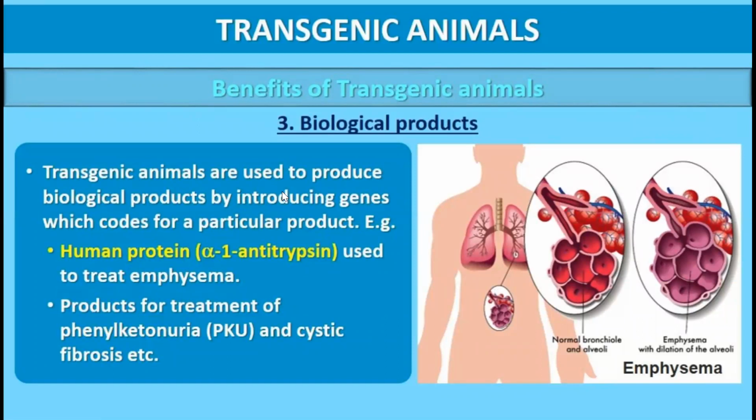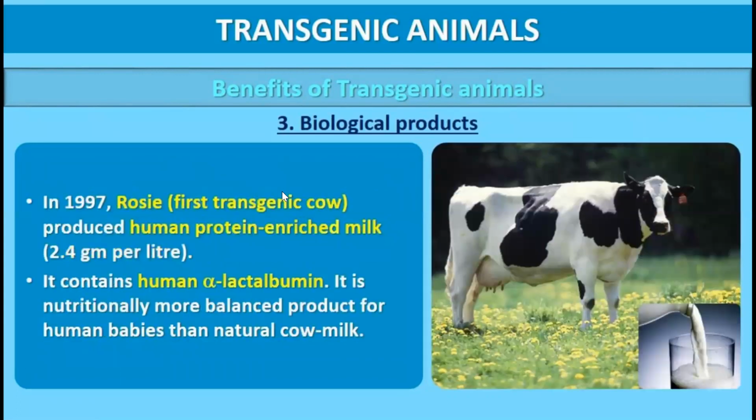Third one is biological products. A transgenic animal is used to produce biological products by just introducing genes which code for a particular product. Example is human protein which is used in emphysema, which is alpha-1 antitrypsin. Products for treatment of phenylketonuria and cystic fibrosis. The third benefit is for the production of biological products.